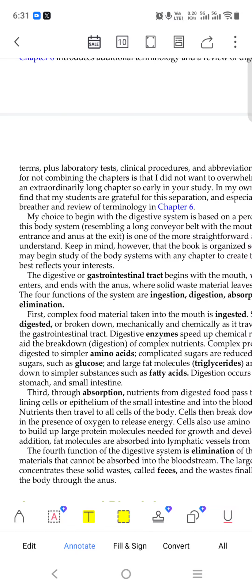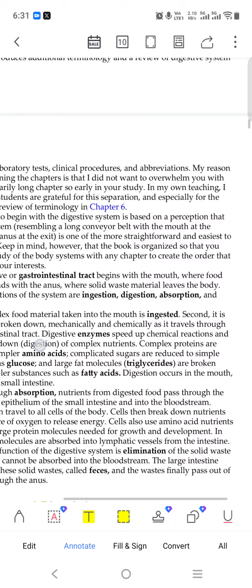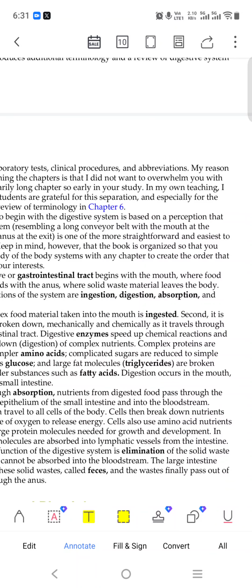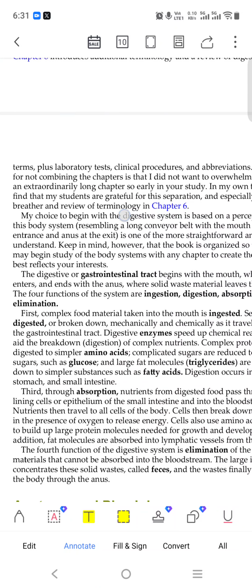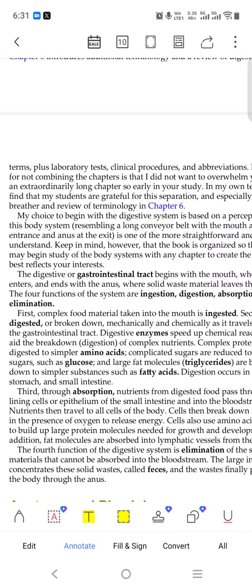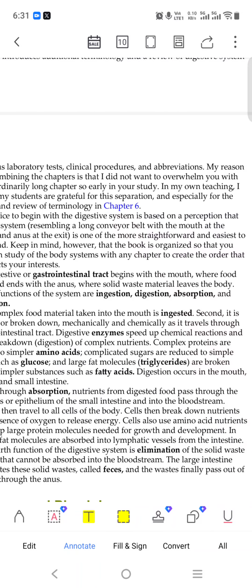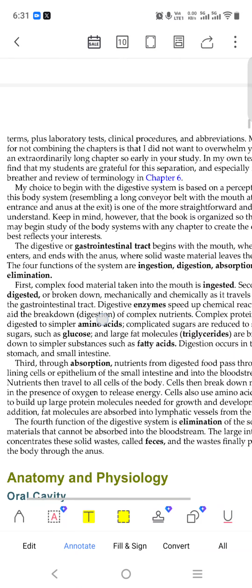Four functions are there in this system: ingestion, digestion, absorption, and elimination. Ingestion means inserting the food, entering the food from the mouth. Digestion means they digest the food there. After this comes absorption, which means taking the energy from that food, and elimination means the remaining waste material will be eliminated.